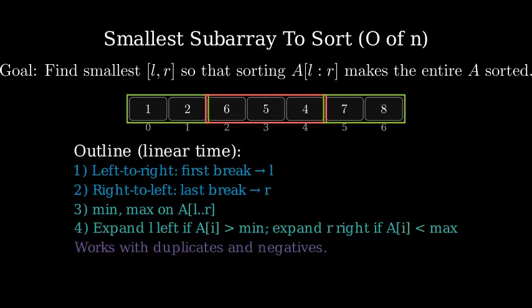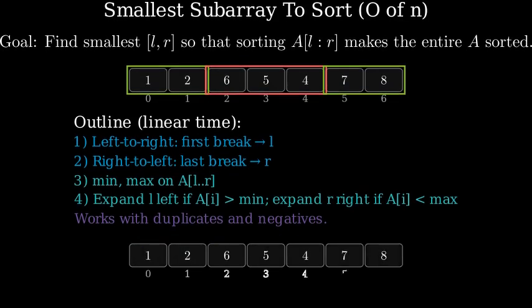1. Scan from left to right to find the first index where order breaks, call it little l. 2. Scan from right to left to find the last index where order breaks, call it r. 3. Compute the minimum and maximum within that initial window from l to r. 4. Expand l to the left if any earlier value is bigger than the minimum, and expand r to the right if any later value is smaller than the maximum.